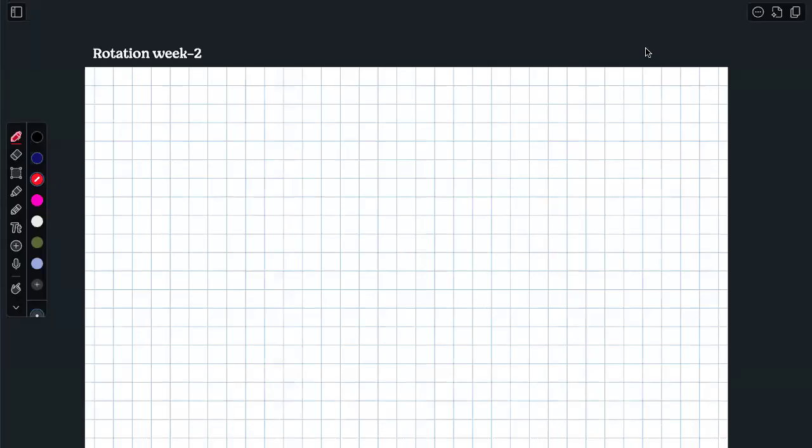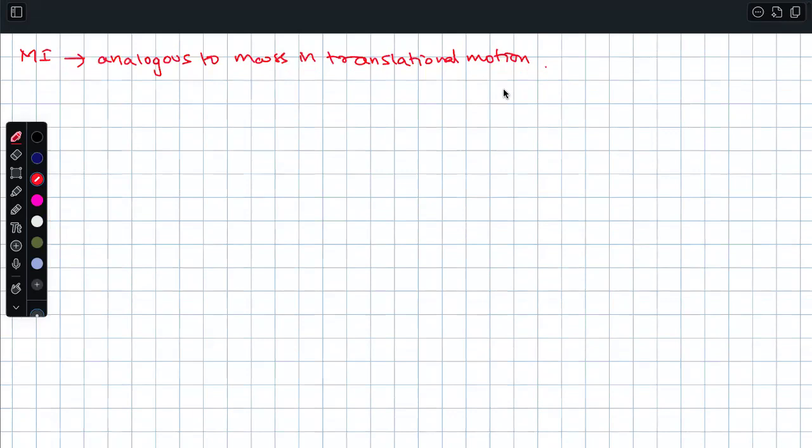What is this week's syllabus? Torque. Torque we have already defined. Torque equation, moment of inertia, basically. So now I will start defining moment of inertia. Remember, moment of inertia is analogous to mass in translational motion.